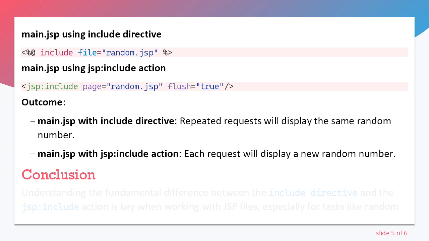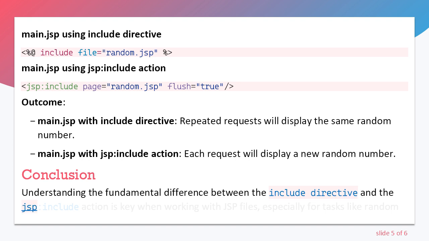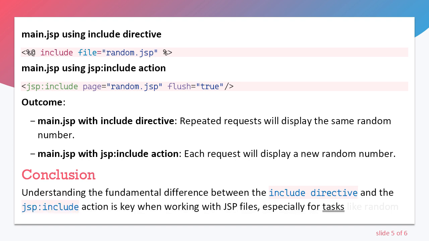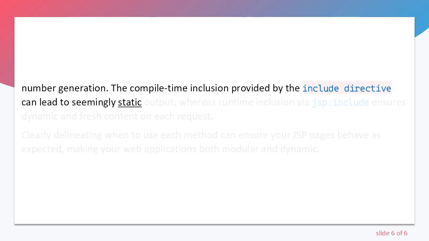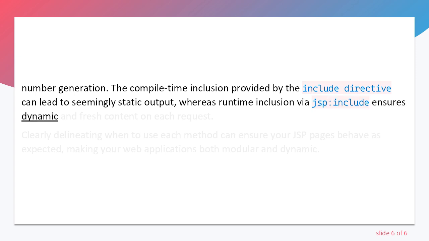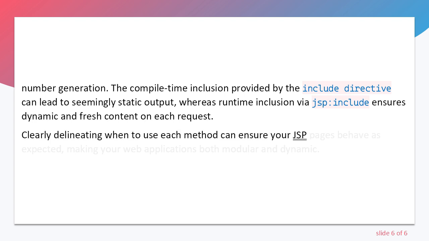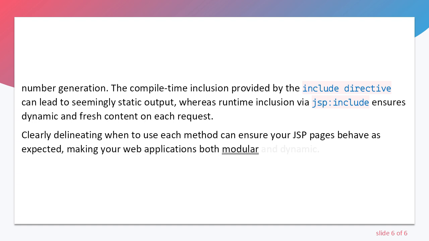Conclusion. Understanding the fundamental difference between the include directive and the JSP include action is key when working with JSP files, especially for tasks like random number generation. The compile time inclusion provided by the include directive can lead to seemingly static output, whereas runtime inclusion via JSP include ensures dynamic and fresh content on each request. Clearly delineating when to use each method can ensure your JSP pages behave as expected, making your web applications both modular and dynamic.